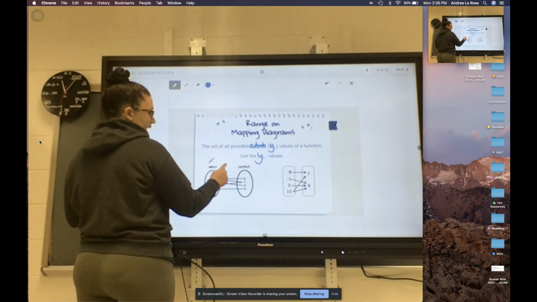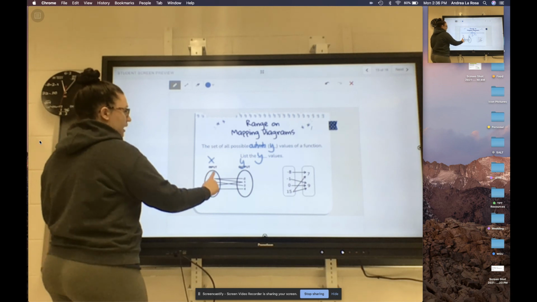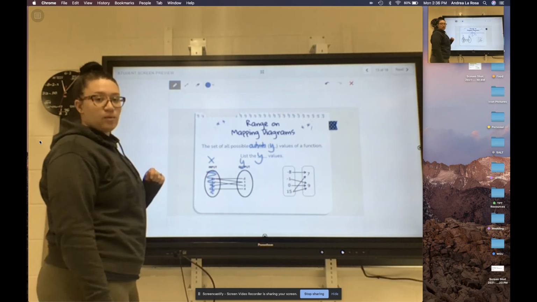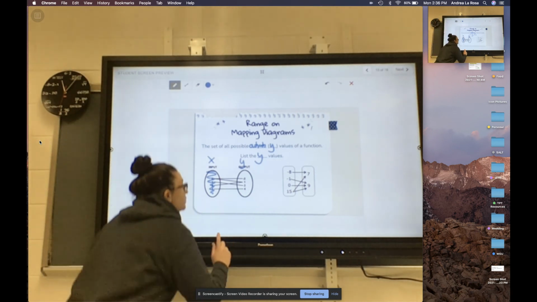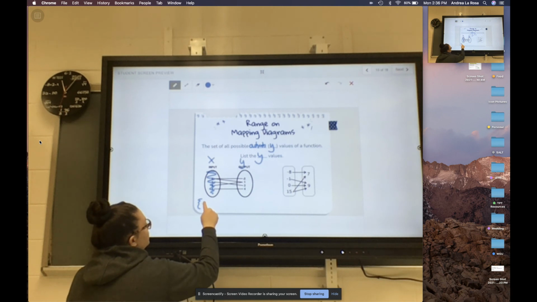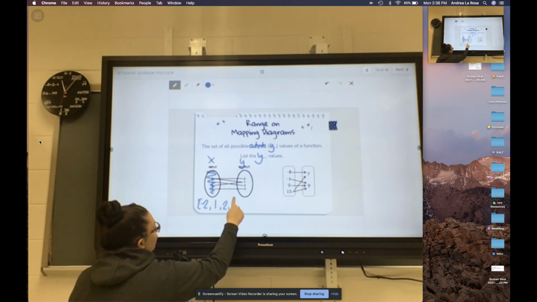My input is my x, my output is my y. I don't care about my inputs, I don't care about my x's. I just need to list my y values. So here I see for my y's, I have negative 2, 1, 2, and 4.